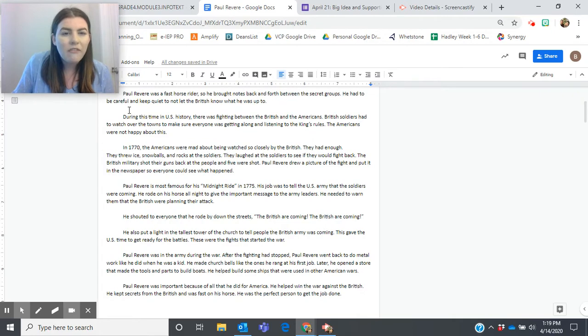Let's look at the fourth paragraph. Paul Revere was a fast horse rider, so he brought notes back and forth between the secret groups, kind of like a messenger. He had to be careful and keep quiet to not let the British know what he was up to.